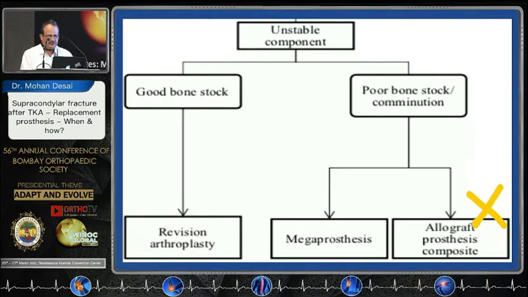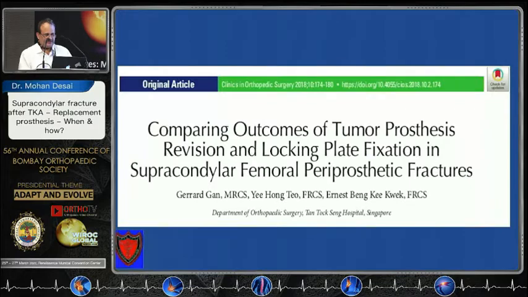So when we are dealing with an unstable component with good bone stock, it can be a revision arthroplasty. If it's poor bone stock, then it's a mega prosthesis. And there was another option, but it has a high failure rate, which is called an APC, or allograft prosthetic composite, and allografts are not available in India.